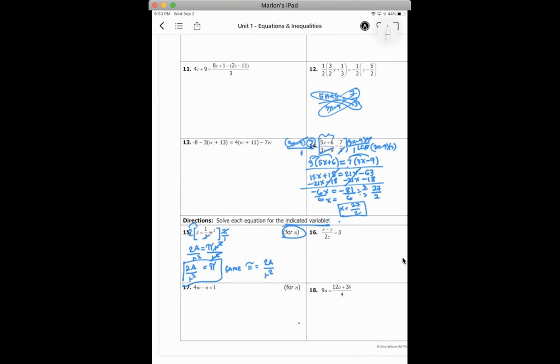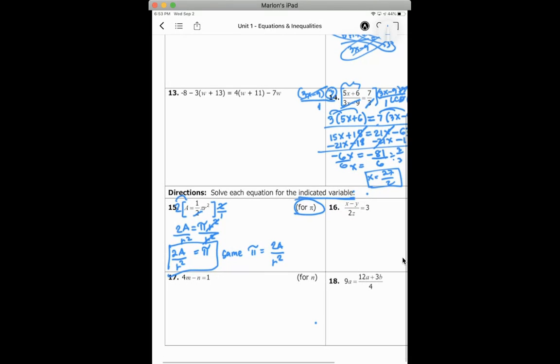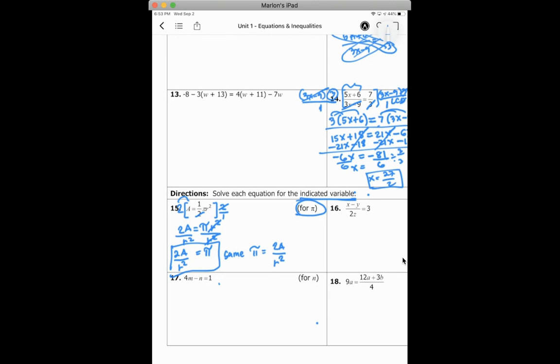So if I say I have the formula for the area of the circle, A is equal to pi r squared, and I'm solving for, let's say, pi, what I will do is divide both sides by r squared because I want to take off the r squared. R squared will cancel out. So therefore, my answer is pi is equal to A over r squared.